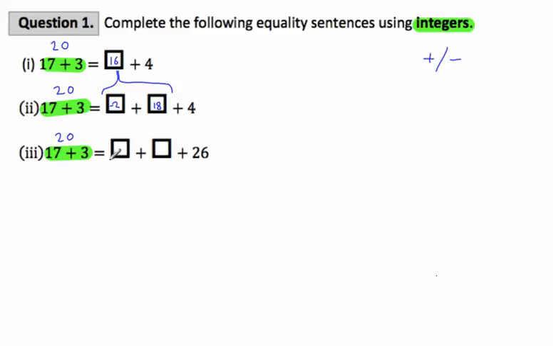So I'm going to leave you with one more, this time a positive and a negative. If I have 4 here, that's 4 and 26 gives 30. That means I'd have to have a negative 10 in there. And that's the end of video number 1.